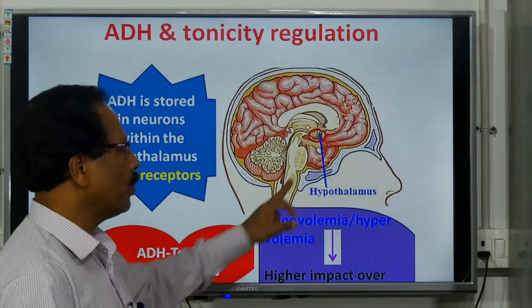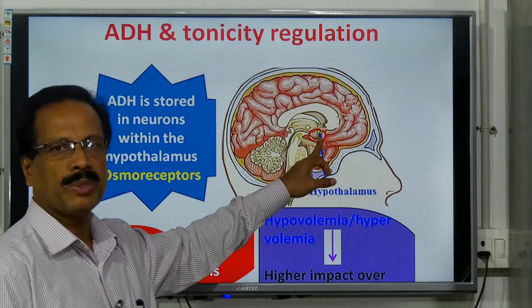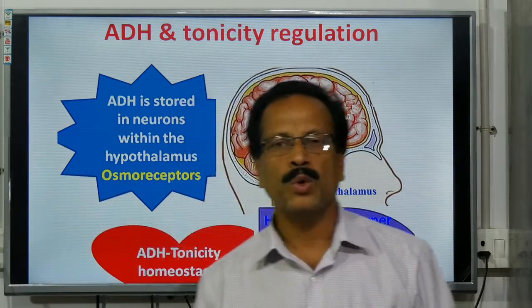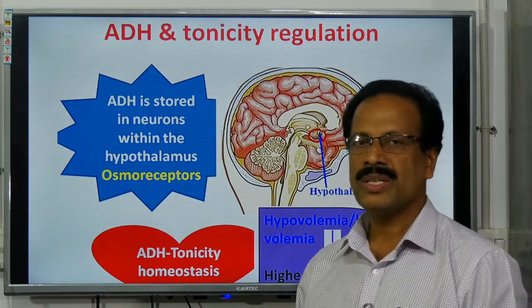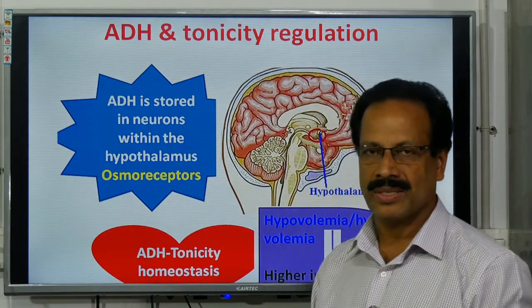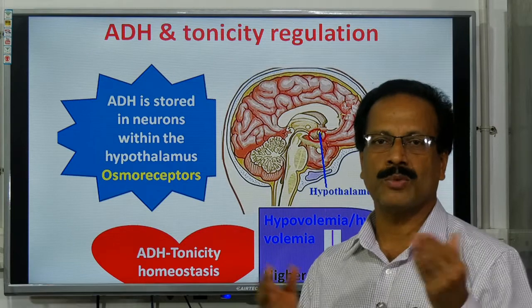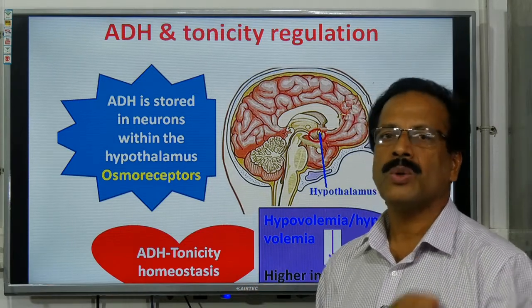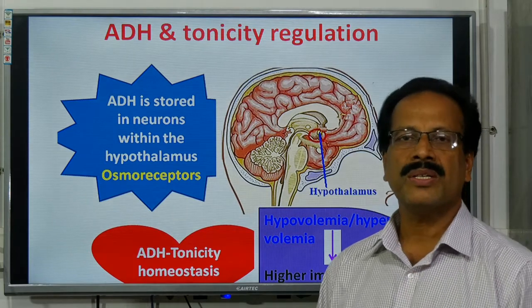Antidiuretic hormone is stored in the neurons in the hypothalamus. These neurons also act as osmoreceptors. When the tonicity of the blood increases, these osmoreceptors are stimulated. The stimulation of these osmoreceptors causes the release of antidiuretic hormone.